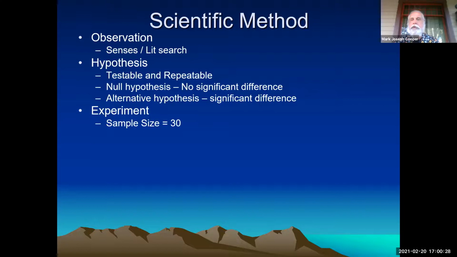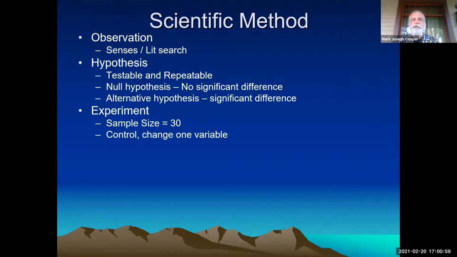But the 30 is not a biological thing. It's a mathematical thing. It's the central limit theorem. And the idea behind it is once you get to 30, it starts to taper off. More data is better, but each new data point doesn't add as much change as before. So 30 is really that sample size minimum number.